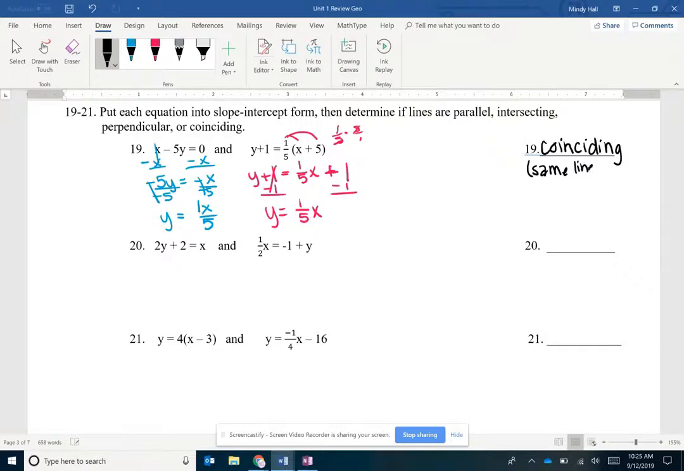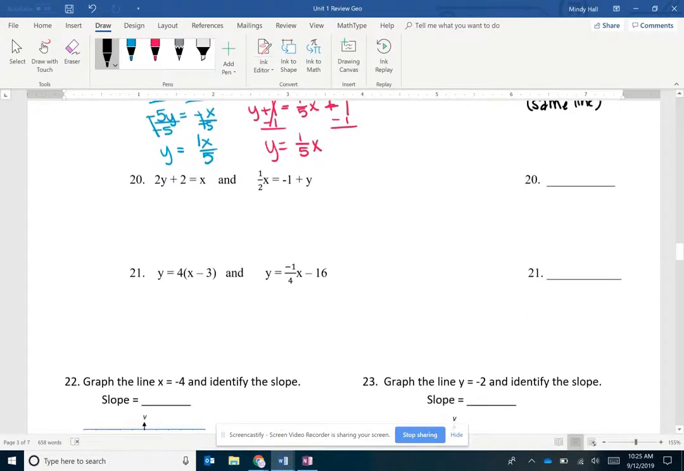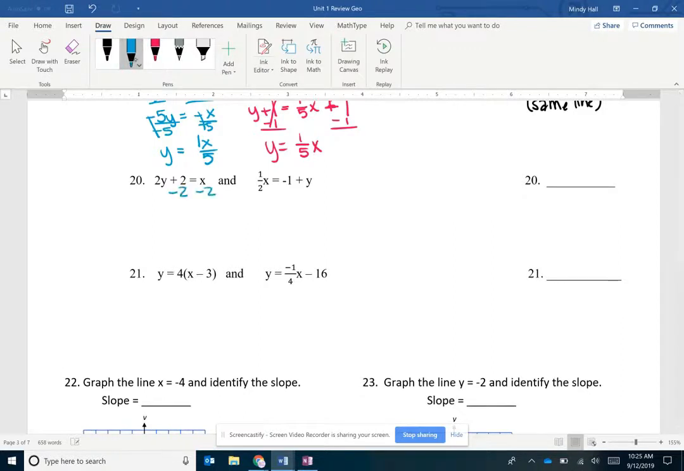And you do not have to actually write "same line" underneath, but I find it helps people keep track of why they're doing what they're doing. So for slope-intercept form, I would subtract the 2. So then I have 2y equals x minus 2. And then I would divide everything by 2 to get me y equals 1/2 x minus 1.